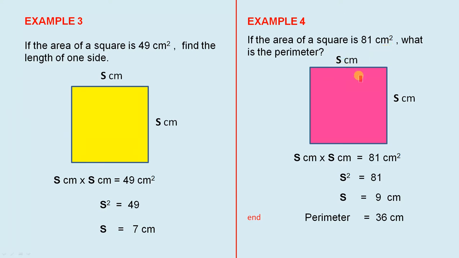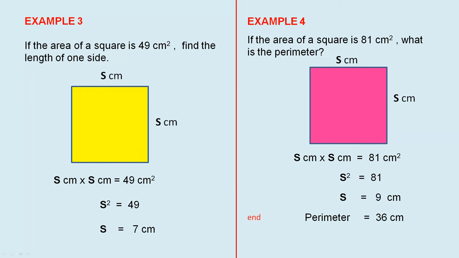Again, you let the sides be S centimetres each. So S centimetres by S centimetres is 81 square centimetres. That means S squared must be 81. What number multiplied by itself gives you 81? The answer is 9. So the side is 9 centimetres. Now to find the perimeter, you just add all the sides up. Since there are 4 sides, 4 times 9 is 36. So the perimeter is 36 centimetres.